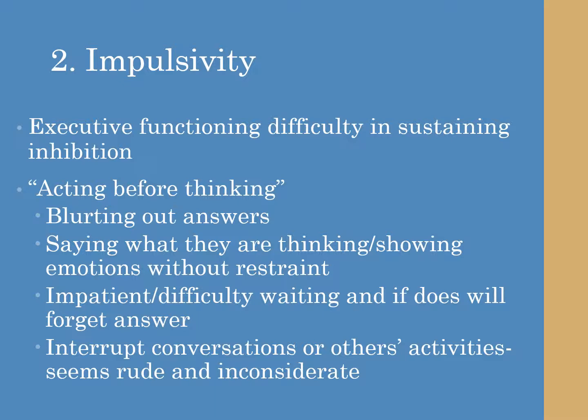Individuals will often blurt out answers and say what they're thinking. They may appear more emotional because they will show emotions without restraint. These individuals are also impatient and have difficulty waiting. If the child does wait like he is supposed to, he will forget answers or what he is supposed to do. The last characteristic of impulsivity is interrupting conversations or others' activities. They come off as rude and inconsiderate. They know the social rules, but this impulsivity does not allow them to follow the rules.